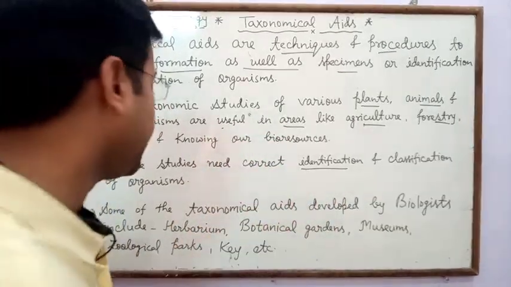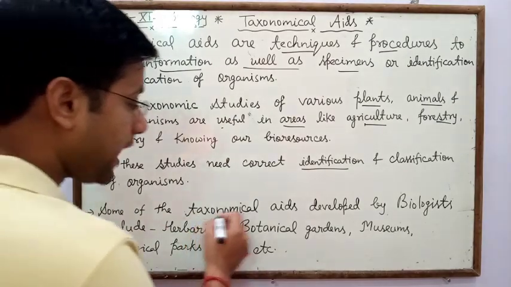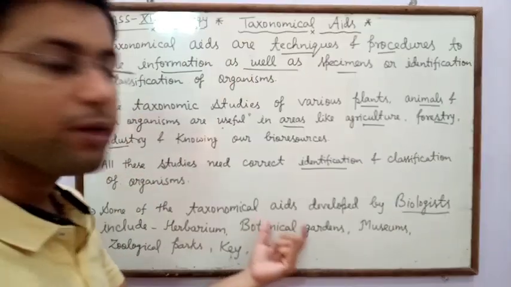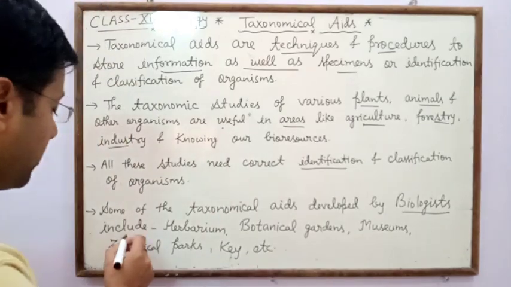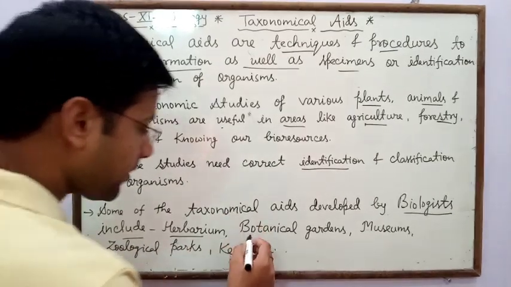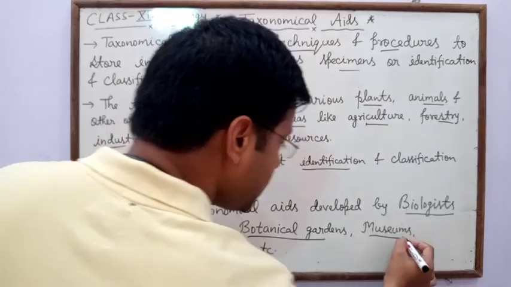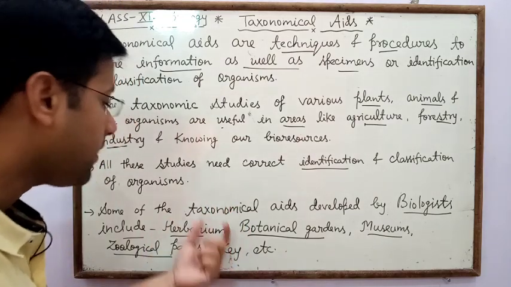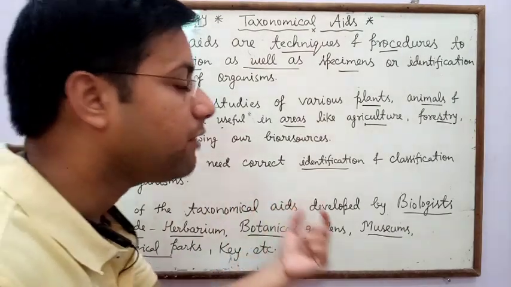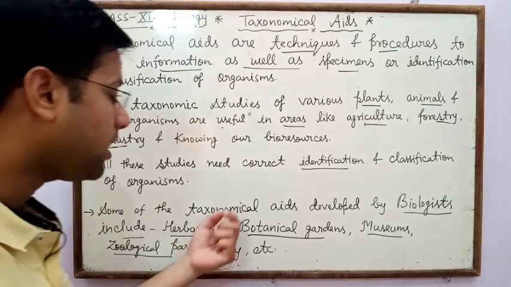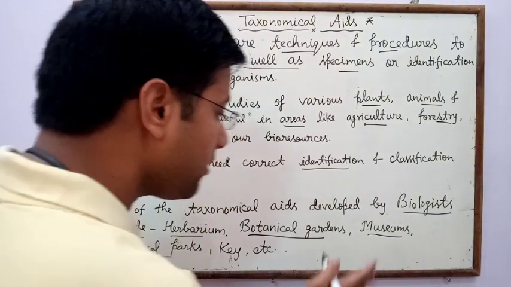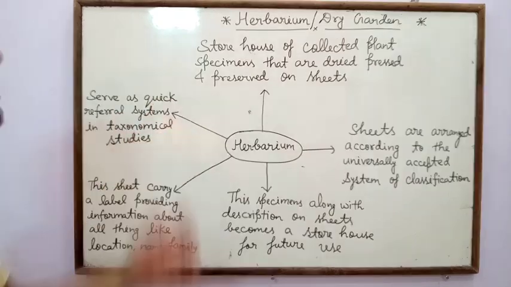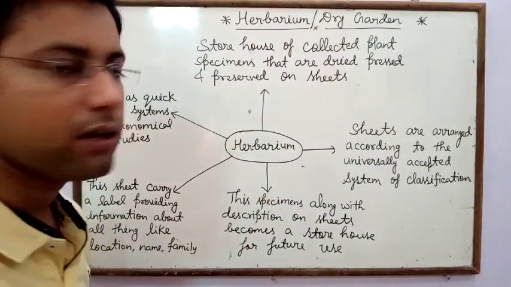after that classification. Some of the taxonomical aids developed by biologists include herbarium, botanical gardens, museums, zoological parks, and keys. Now next is herbarium or dry garden.